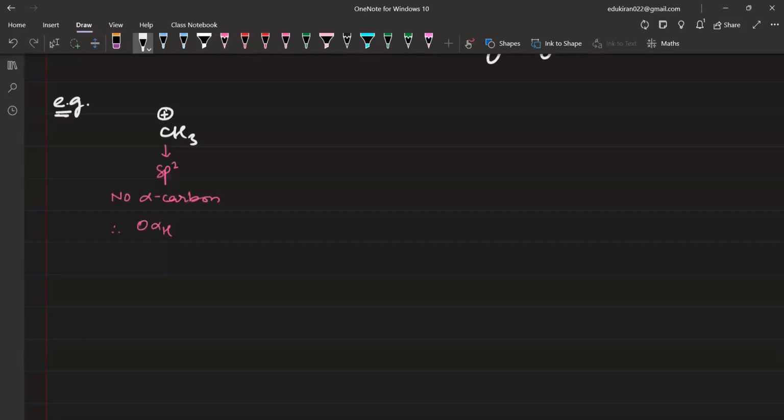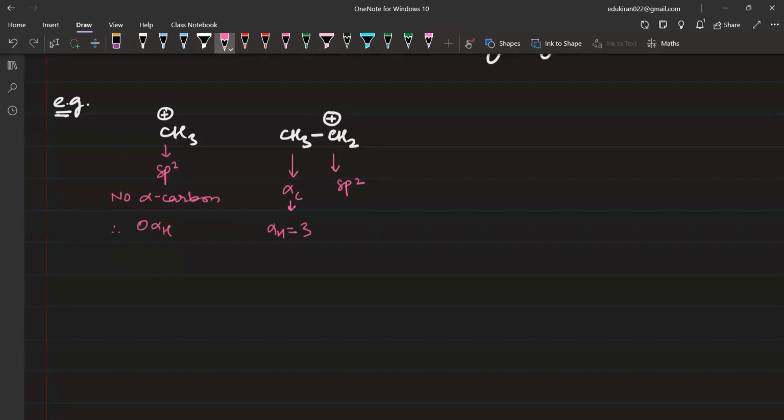Let us look at another case where you are having CH3, which is bonded to CH2 with a positive charge. We can see that this is the sp2 carbon, and this is the alpha carbon. Right? This is the alpha carbon, and this alpha carbon is having how many alpha hydrogens? This carbon has 3 hydrogens. It is 3 alpha.